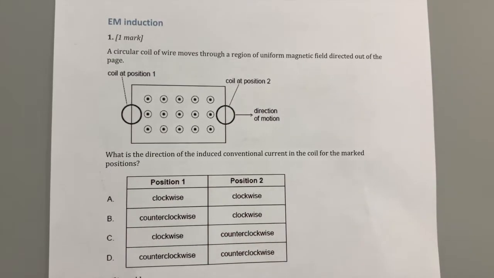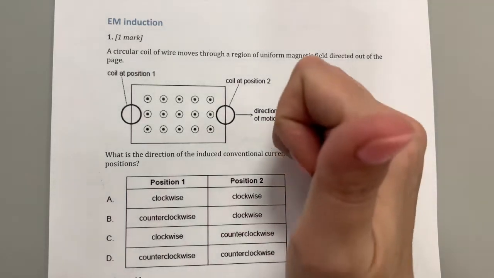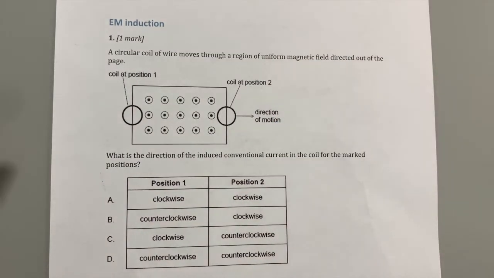Hello, these are the solutions to the EM induction worksheet, basically using the right-hand rule to determine the direction of the induced EMF. So in the first question, we have a coil of wire entering a region of uniform magnetic field directed out of the page. To find what happens on the coil, we have to look at the change in magnetic flux.